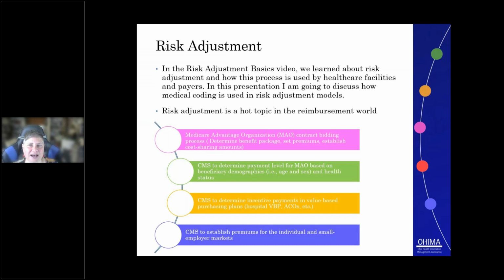Risk adjustment is a hot topic in the reimbursement world. Medicare Advantage organizations, also known as MAOs, use risk adjustment for their contract bidding process. CMS uses risk adjustment to determine payment levels for MAOs based on beneficiary demographics and health status. CMS determines incentive payments using a risk adjustment model, and also establishes premiums for the individual and small market employers by using risk adjustment.